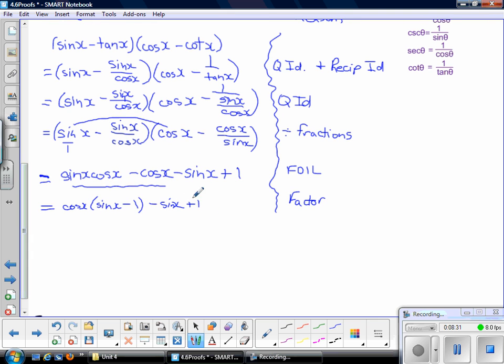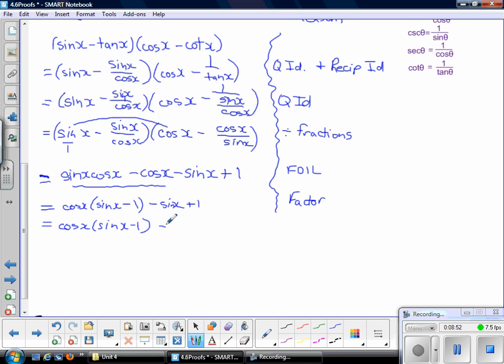But my problem is this part here. What if I changed that 1 to the Pythagorean identity? And you're saying, really? Yes, really. Okay, so that's kind of what I want there.